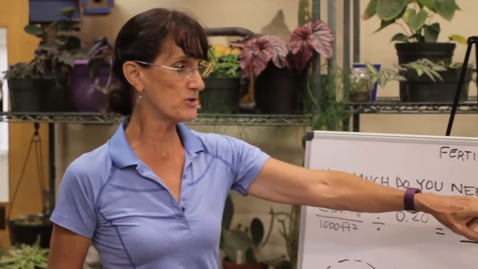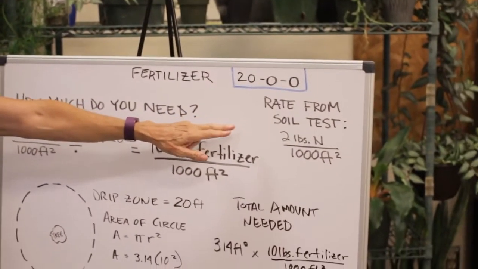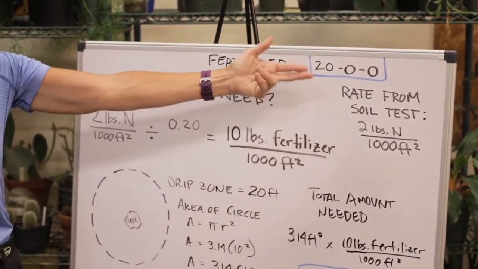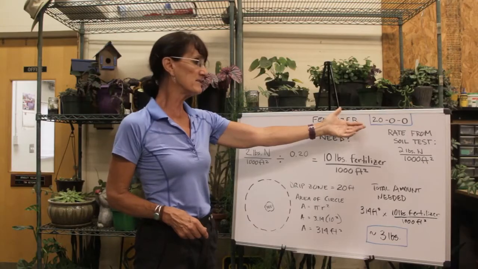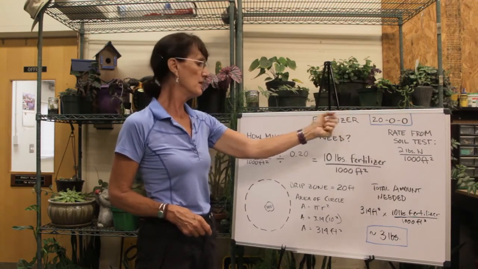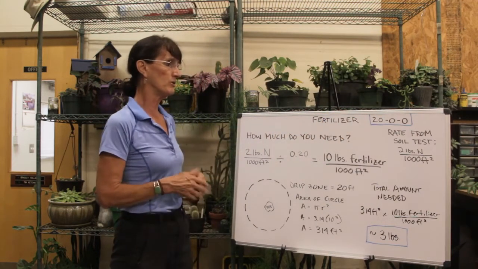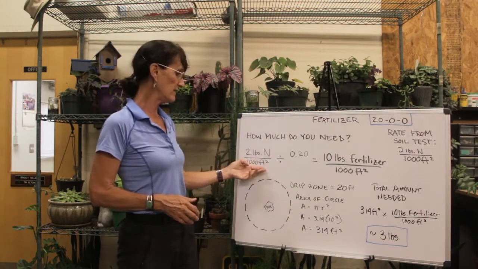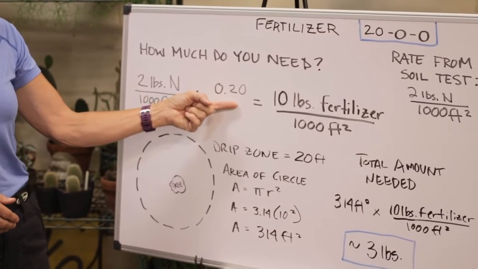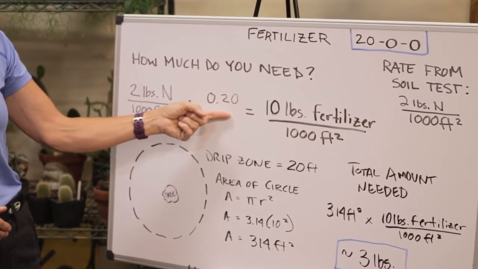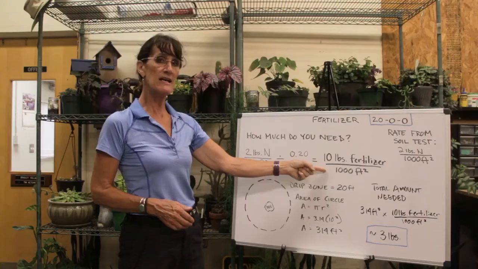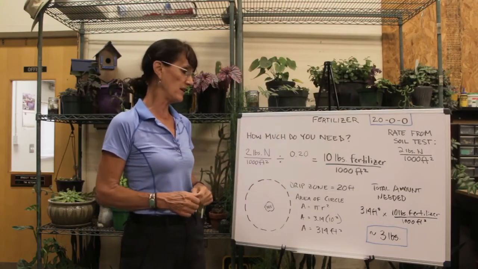So in this case, from our soil test, we determined that we need 2 pounds of nitrogen per 1,000 square feet. And I've chosen a 20-0-0 fertilizer based on just it being kind of easy to do an example for calculations. So in this case, how much do we need? In order to determine that, we take the rate from our soil test, divide it by the percent of nitrogen in that fertilizer expressed as a decimal, and we arrive at 10 pounds of fertilizer per 1,000 square feet to get that rate from our soil test.